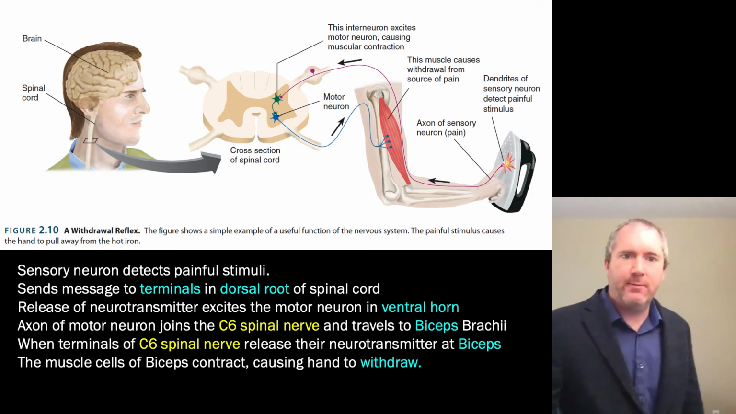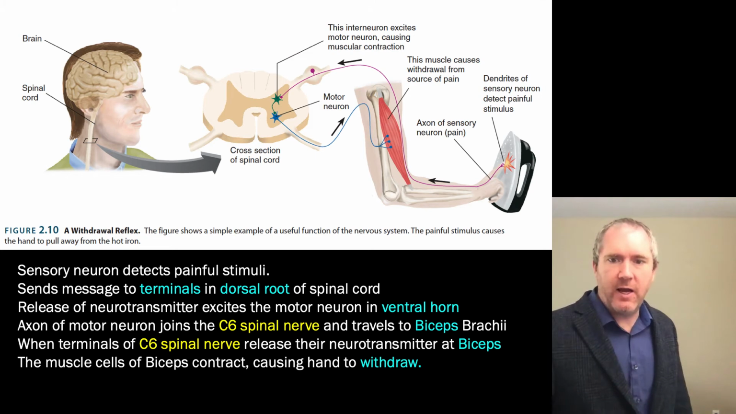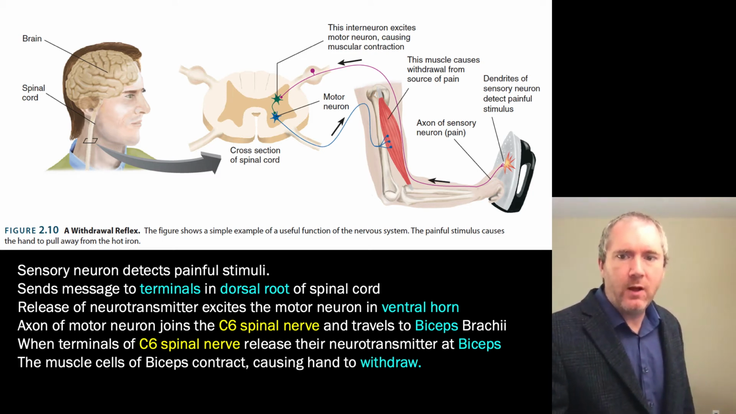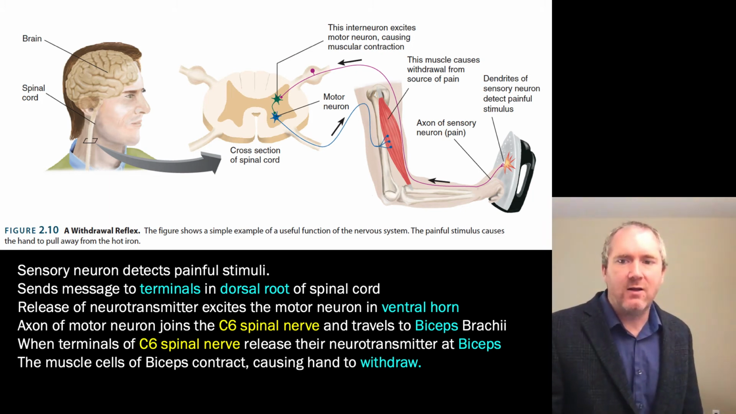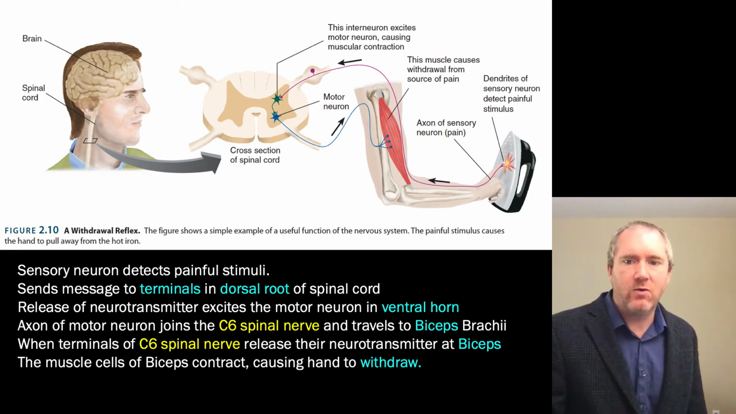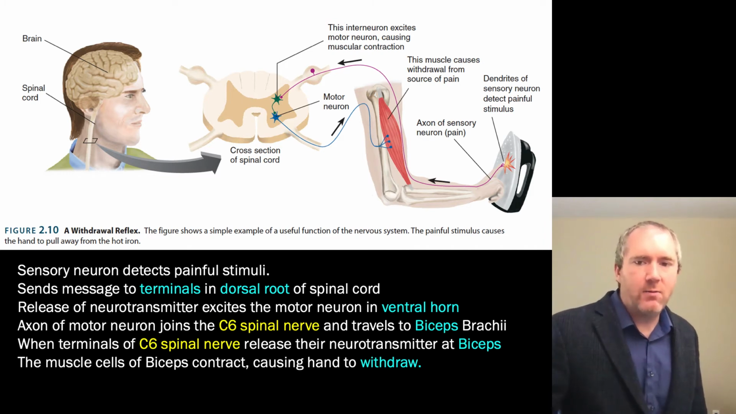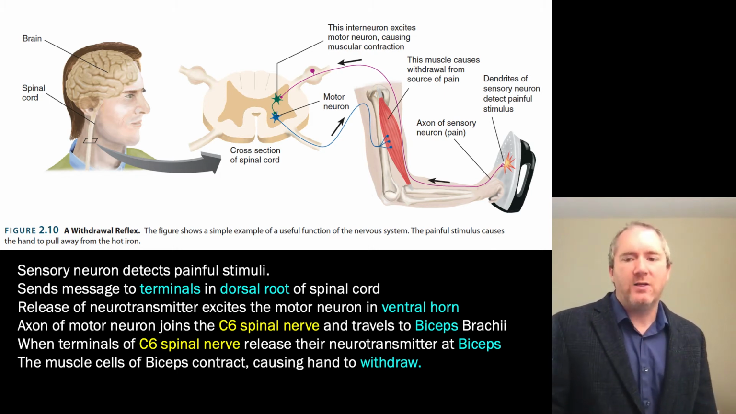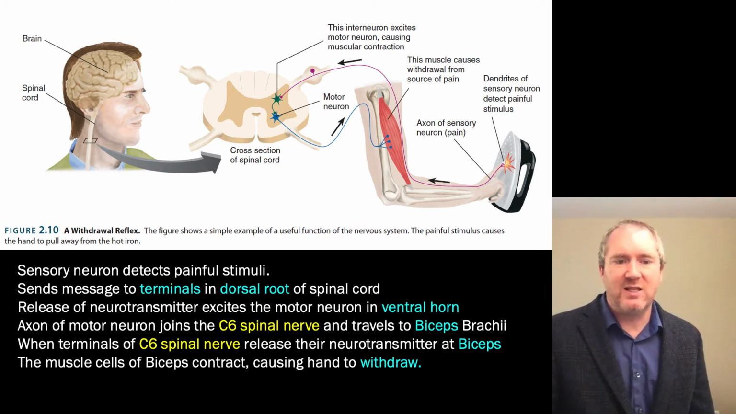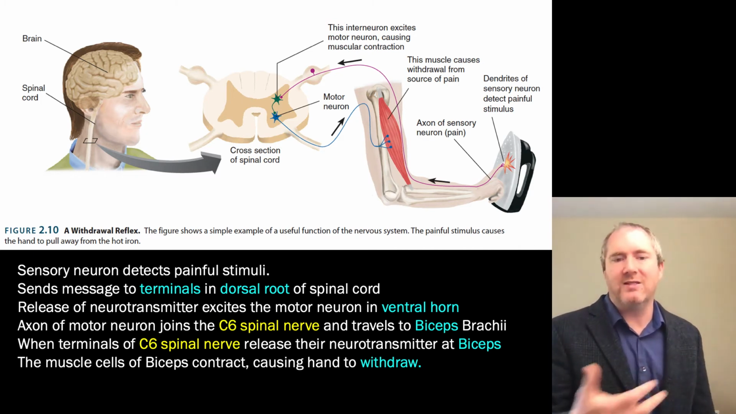So what would happen under this scenario, most likely, is that sensory neurons in the periphery at the level of the hand would detect the painful stimulus and then send messages to terminals in the dorsal root of the spinal cord. This would result in the release of neurotransmitter that would excite the motor neuron in the ventral horn. Axons of the motor neuron would then join the C6 spinal nerve, and this would actually be occurring at the level of the C6 vertebrae. So this would be the 6th cervical vertebra of the spine.